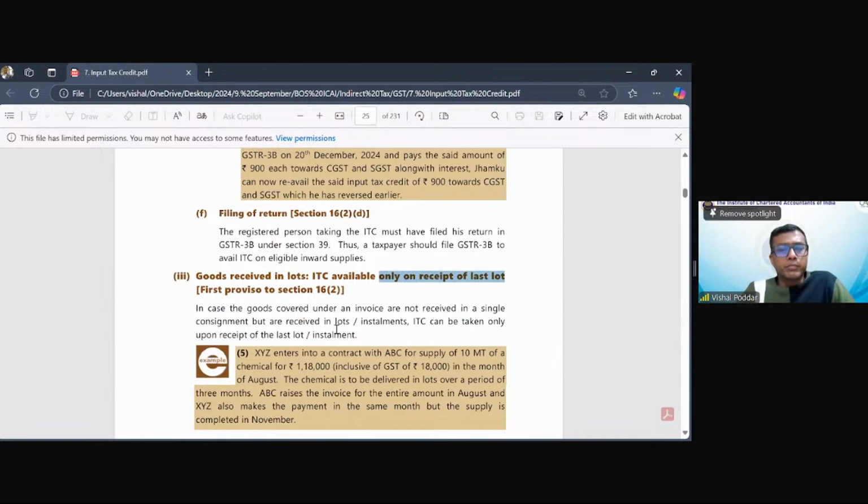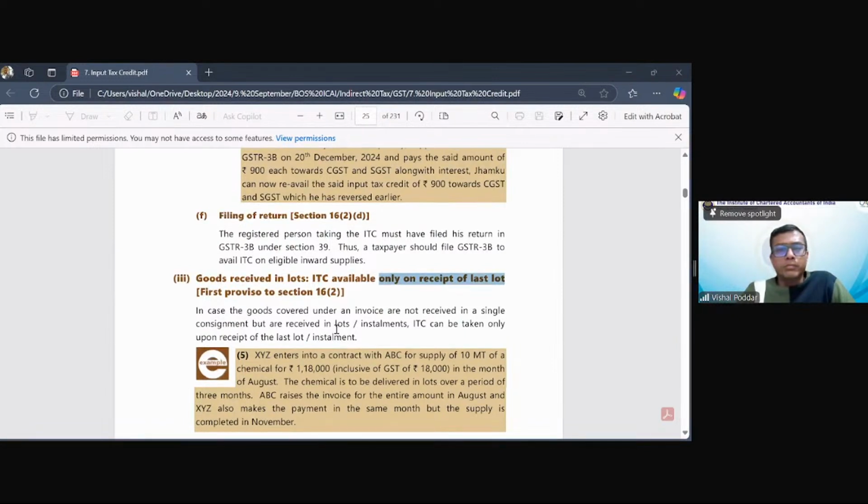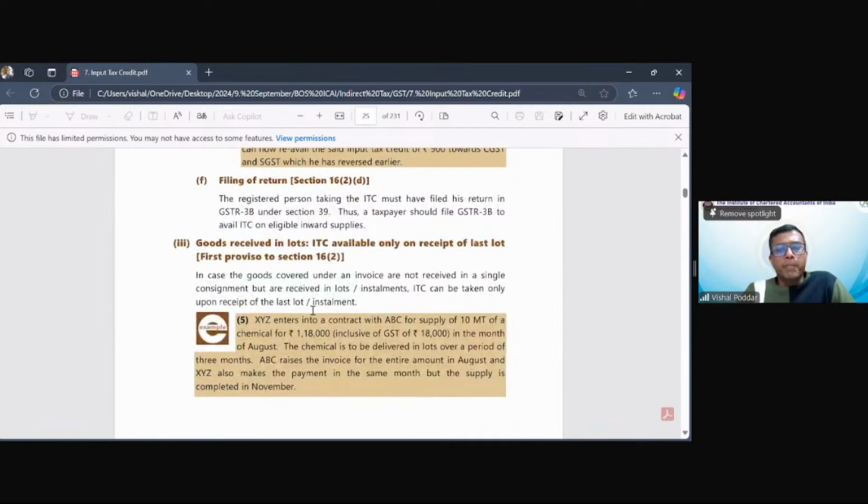Sir, here last lot means according to that invoice which we raise. I did not get your point. Sir, if I order some raw material in bulk, right, then I make one invoice for that, and it includes all of it. If I want to take credit, I have to make a different invoice for that. Correct. So if you want to take credit, you should make a different invoice.